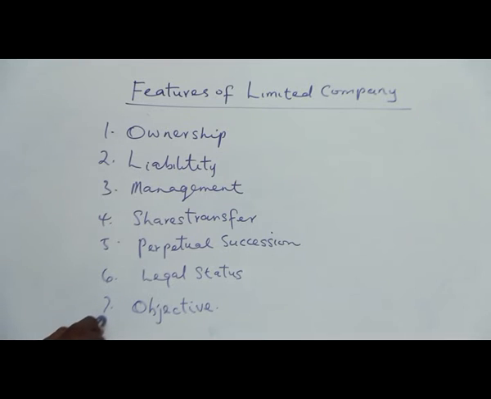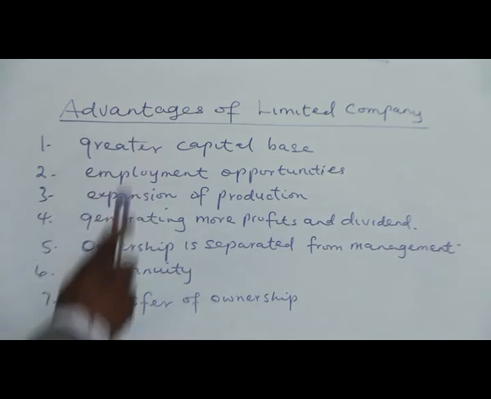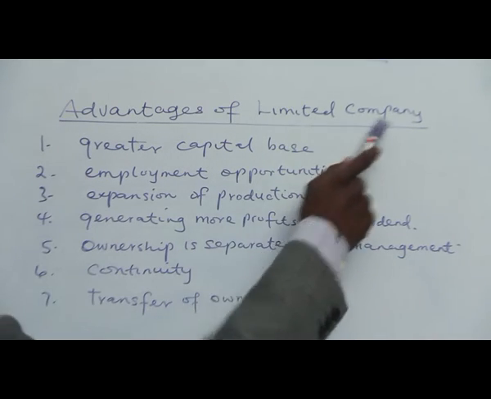Number 7, objective. Every business enterprise has the main objective to be profit making. So the two types of limited company are there in order to make profit, maximum profit, not just profit. Advantages of limited company.